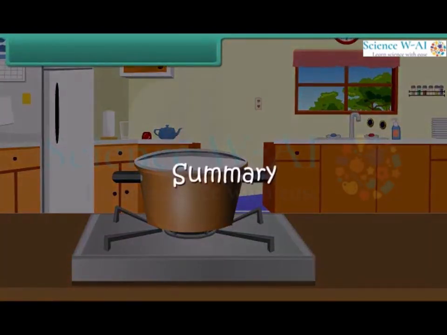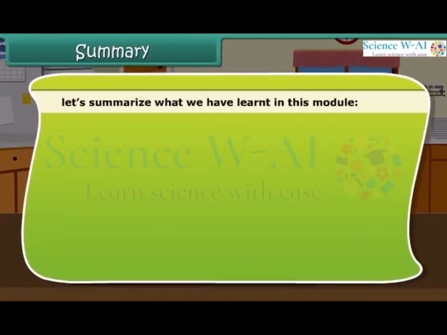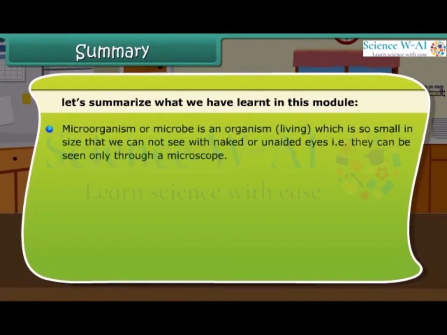Summary. Friends, let us summarize what we have learned in this module. A microorganism or microbe is a living organism which is so small in size that we cannot see it with naked or unaided eyes, that is, it can be seen only through a microscope.